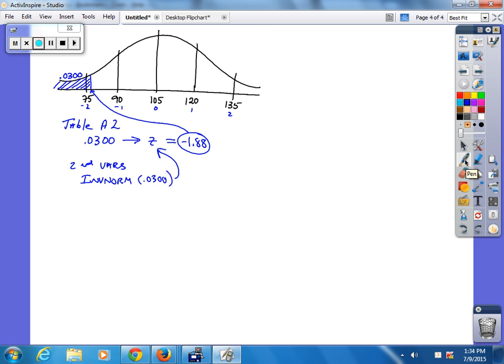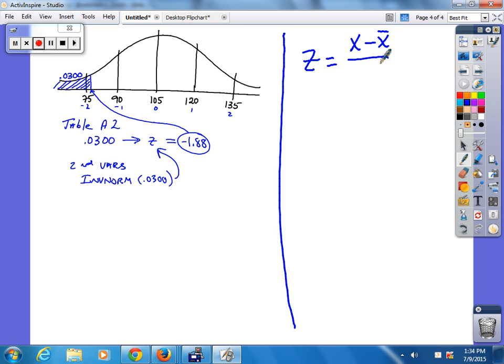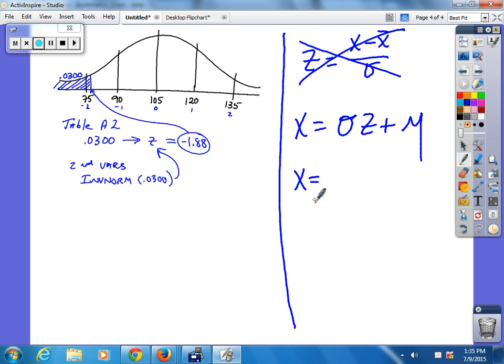So do we have a z-score? Remember, you've got two formulas to use. Z is equal to x minus x bar over standard deviation, and x is equal to zσ plus μ. Which one do we not need? So that leaves you with this one. Plug and chug. X is equal to 15 times -1.88 plus 105. Somebody crank that out for me.